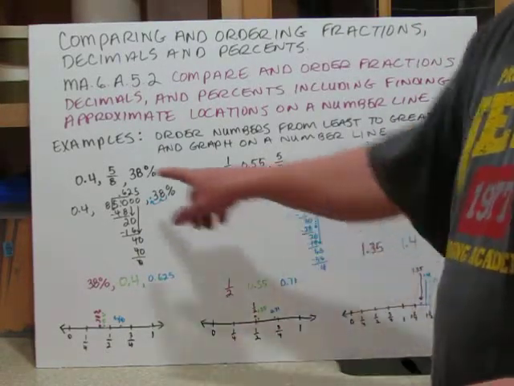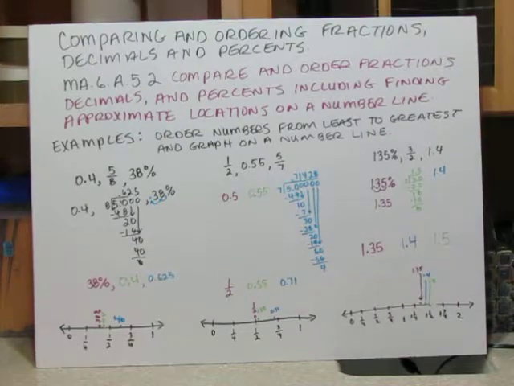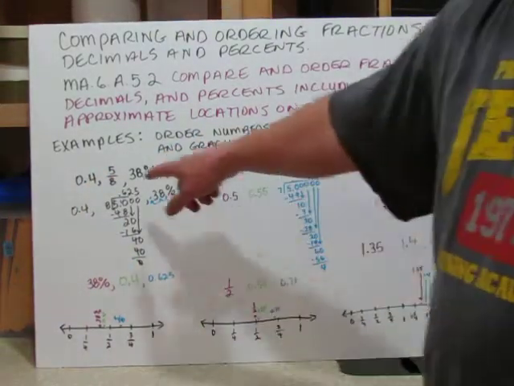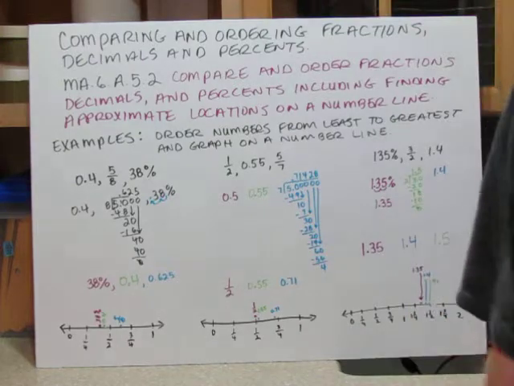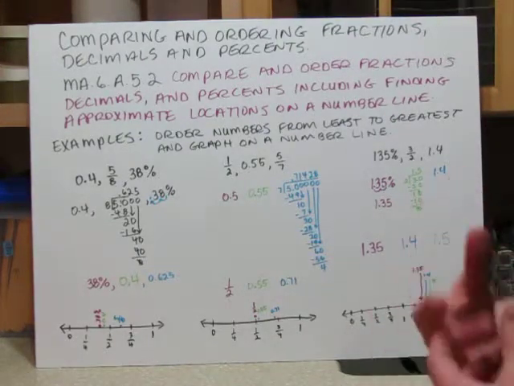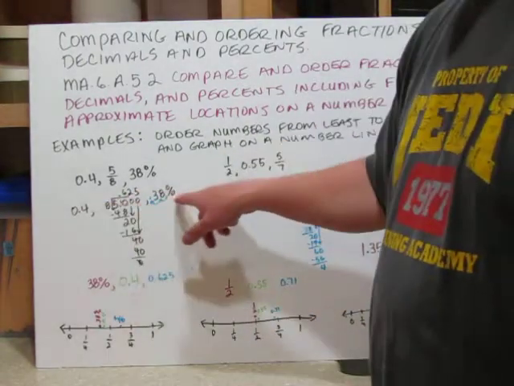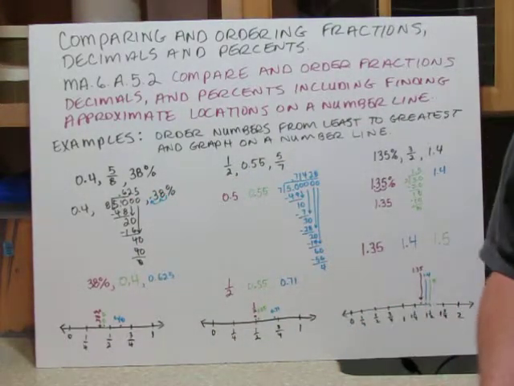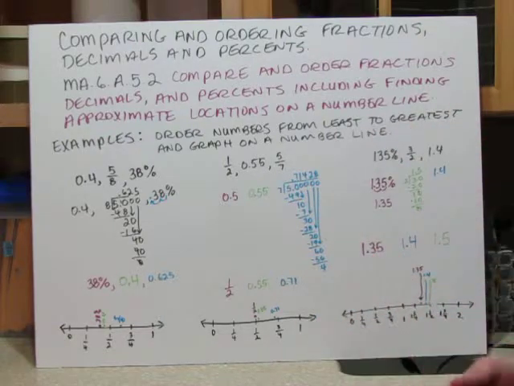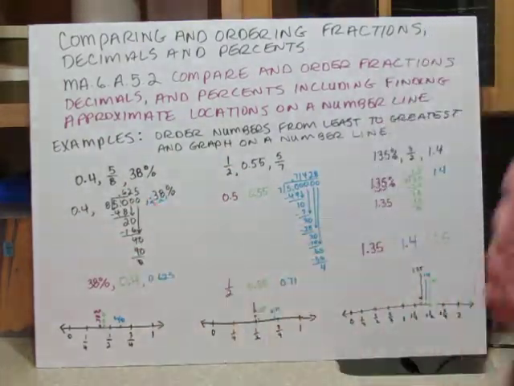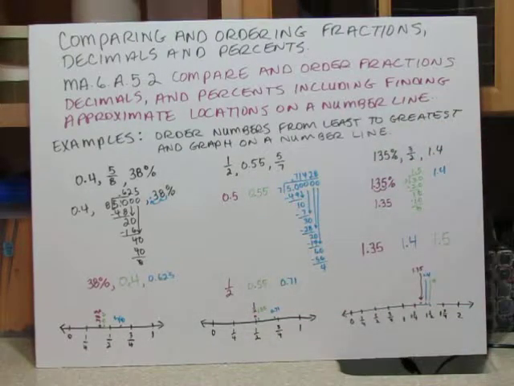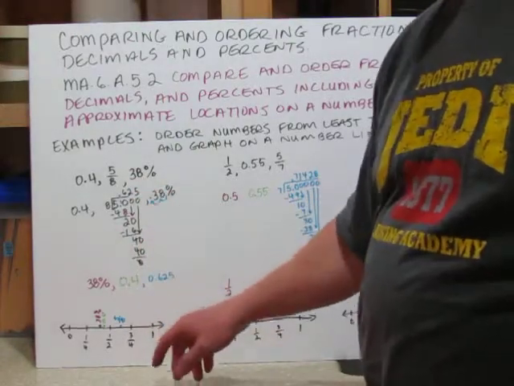So I have 3 examples, and we are to order numbers from least to greatest and graph them on a number line. For the first example, I have 0.4 or 4/10, I have 5/8, and I have 38%. I'm asked to find out which one's the lowest, which one's the highest. You can do this a ton of ways, and for me it works best to put them all as decimals. You can turn them all into fractions or into percents if you want to. The sky's the limit, it's just up to you. Like I said, it's easier for me to have them all as decimals.